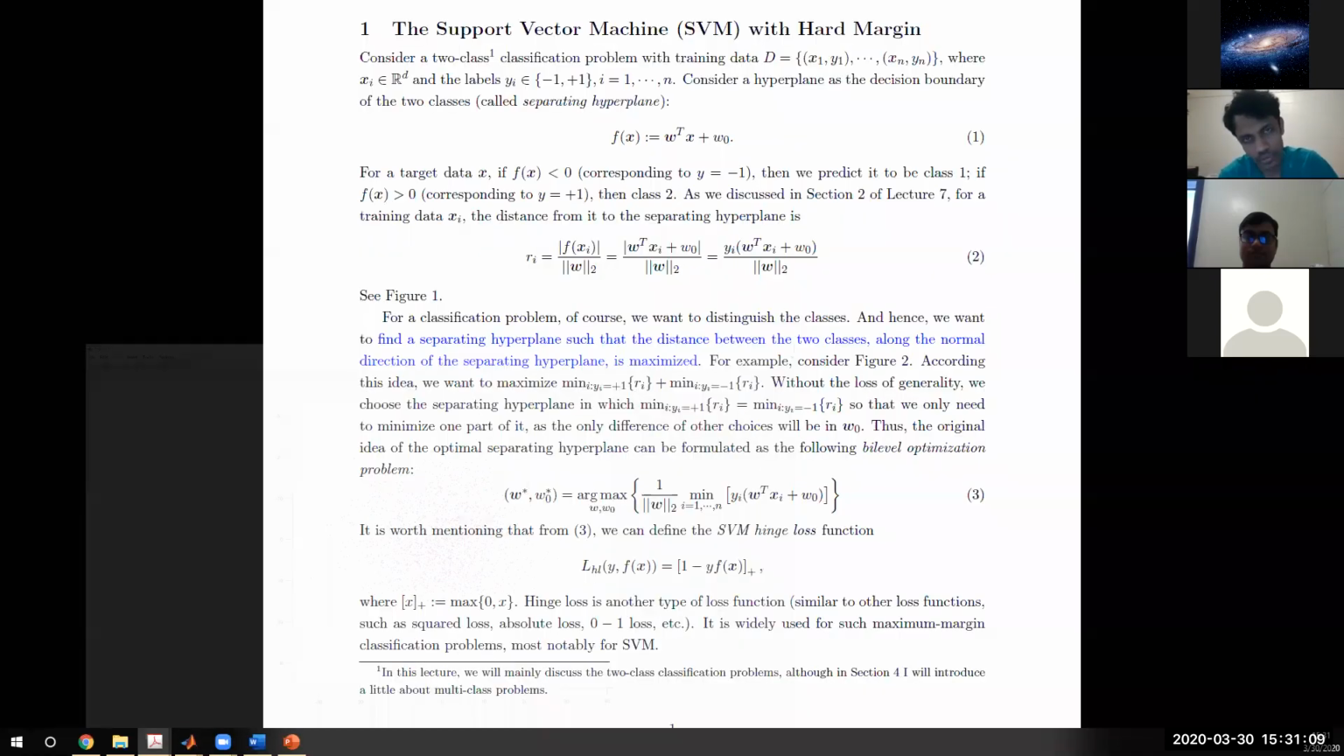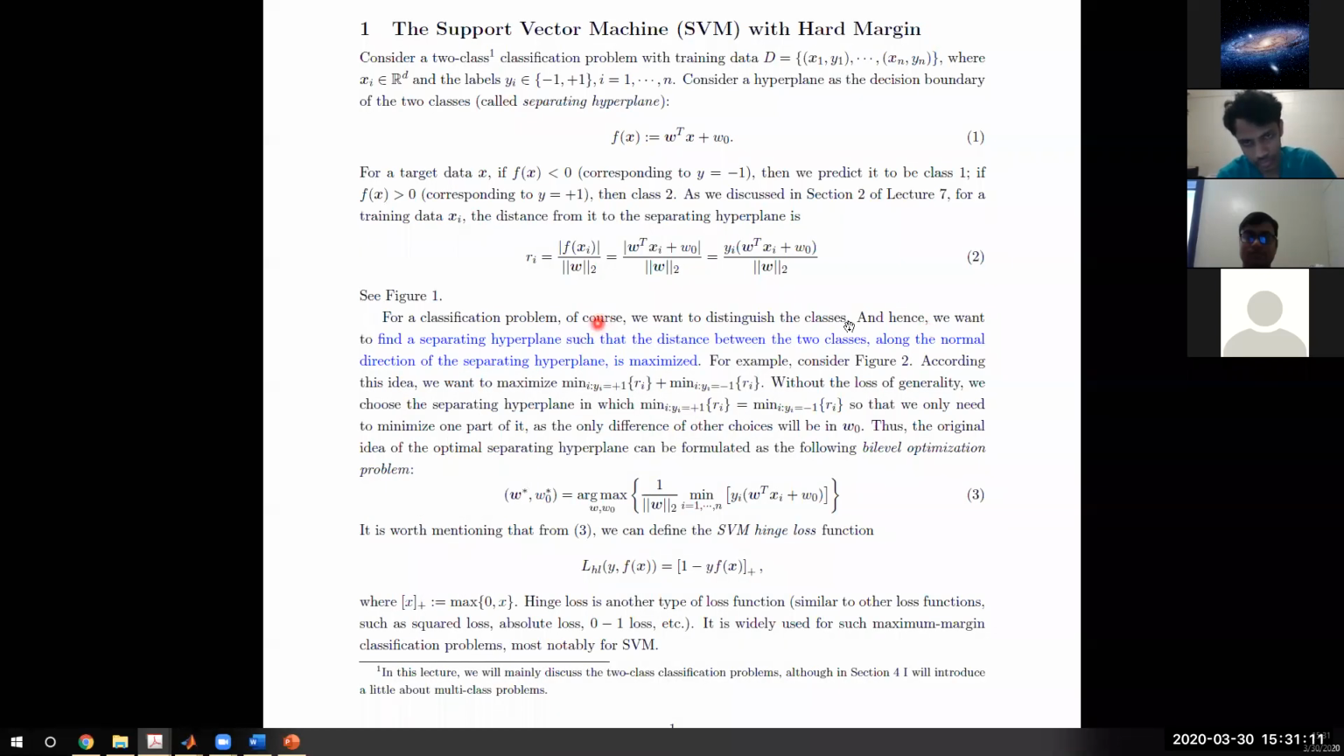To achieve this, we want to find a separating hyperplane such that the difference between the two classes along the normal direction of this separating hyperplane is maximized.